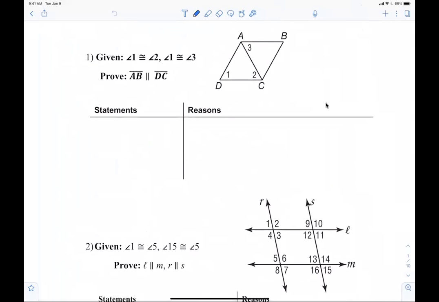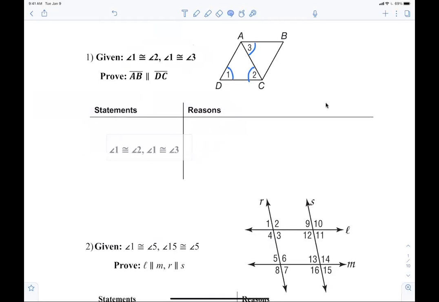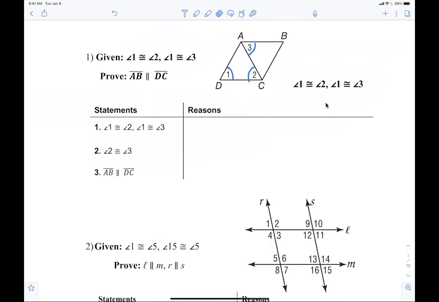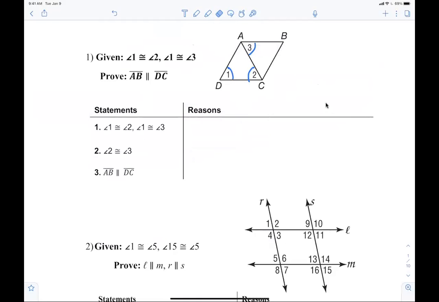Angle 1 is congruent to angle 2, and angle 1 is congruent to angle 3. Well, that should be the easiest proof ever, right? Copy, paste. So now why is angle 1 congruent to angle 2, and angle 1 congruent to angle 3? Given.